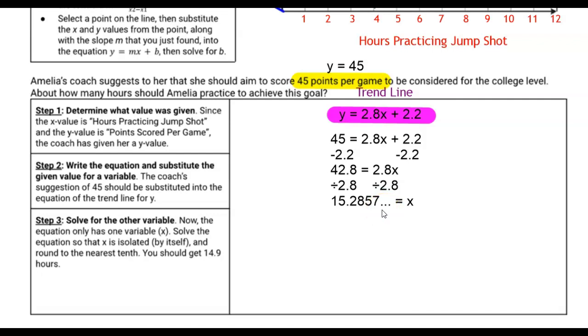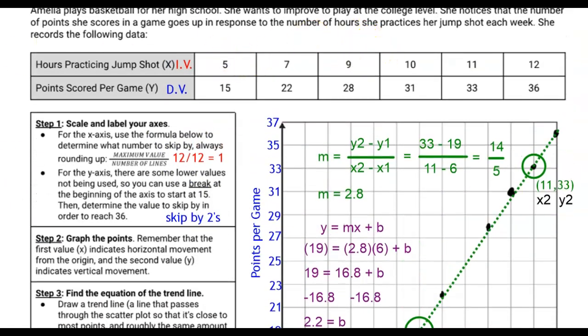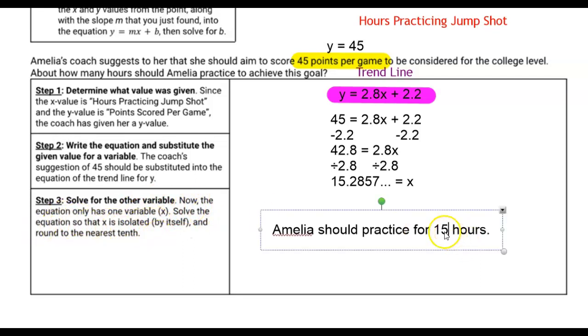But remember, this is a prediction about how many hours Amelia should practice to achieve this goal. So I'm probably looking for a whole number of hours. All the hours that were announced previously in the problem were whole numbers, right? 5 hours, 9 hours, etc. So I need to figure out what this means in the real world. Well, it's talking about real world hours. So I'm going to round it to the nearest whole number. Instead of 15.2857, I'm going to say 15 hours. Oh, actually, it says solve the equation so that x is isolated and round to the nearest tenth. Let's actually round it to 15.3 hours.